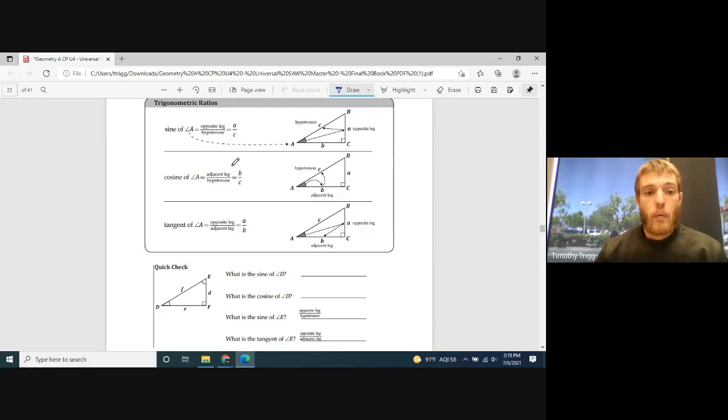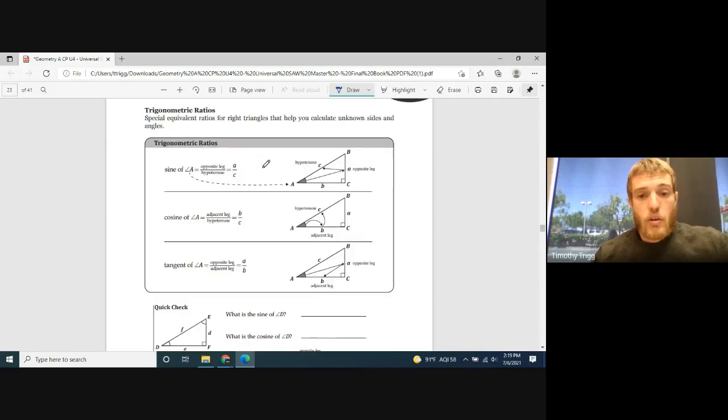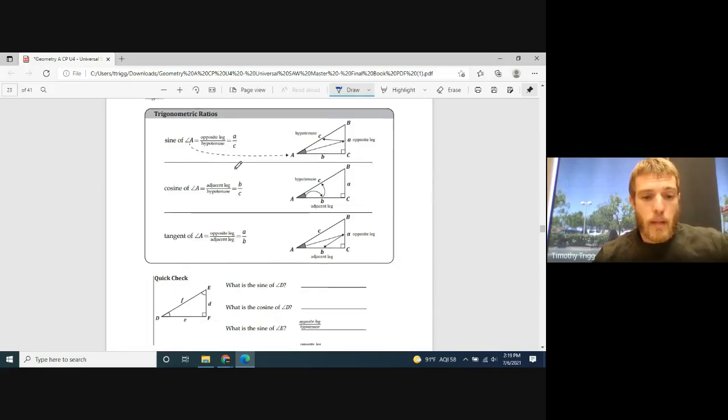So what do these 3 functions, what do they do? Well, these trig functions or trig ratios, what they help you do is you can use them to help you find missing side lengths of a right triangle. You could also use them to help you find missing angles on a right triangle. So how are they used and how do we work them? That's what we're going to go over.